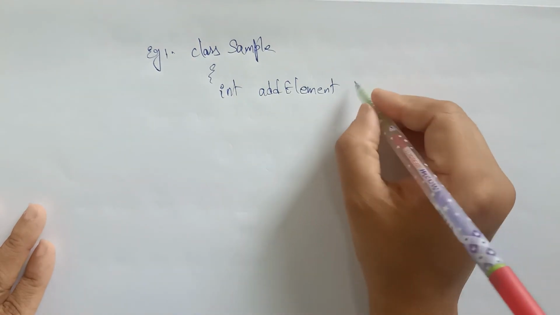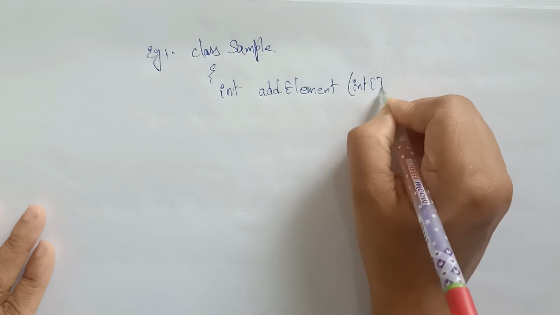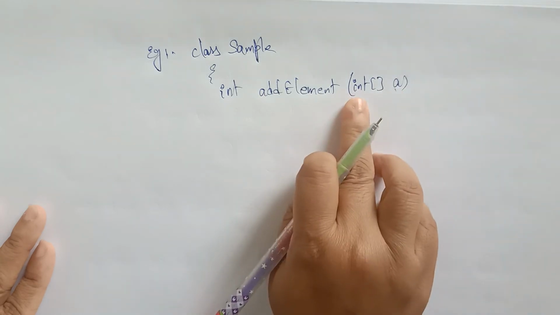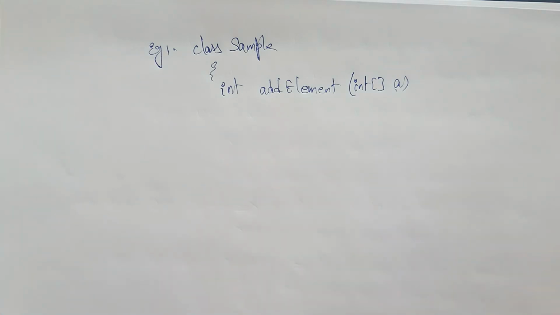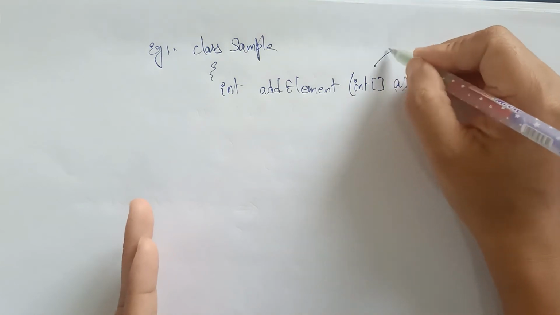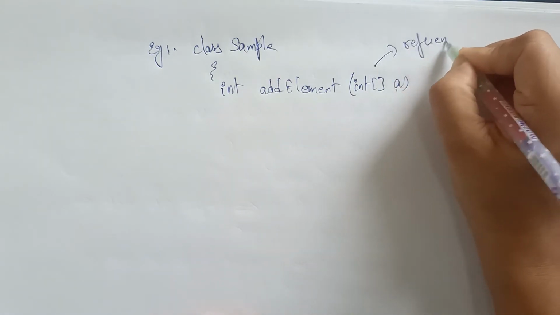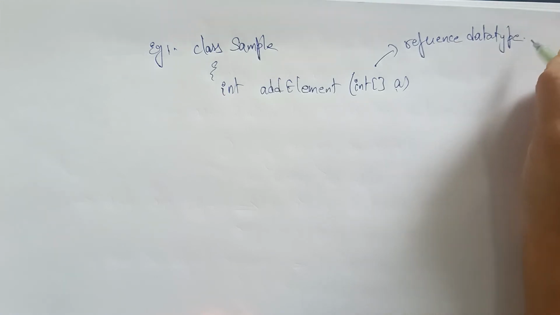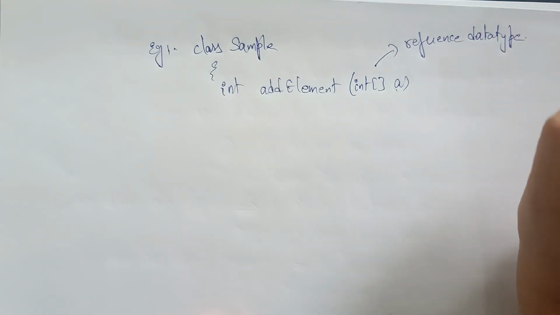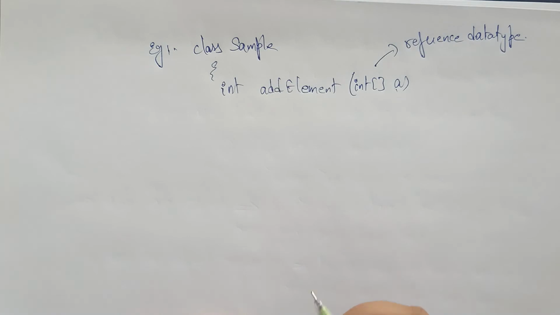Now I'm going to explain how to use the reference data types. Int add element. So this is a reference I'm taking here. So far I had taken only primitive data types like argument 1, argument 2, argument 3, meaning int a, int b, int c. Now I'm taking the reference data type: a method with arguments and with return values by using reference data types.